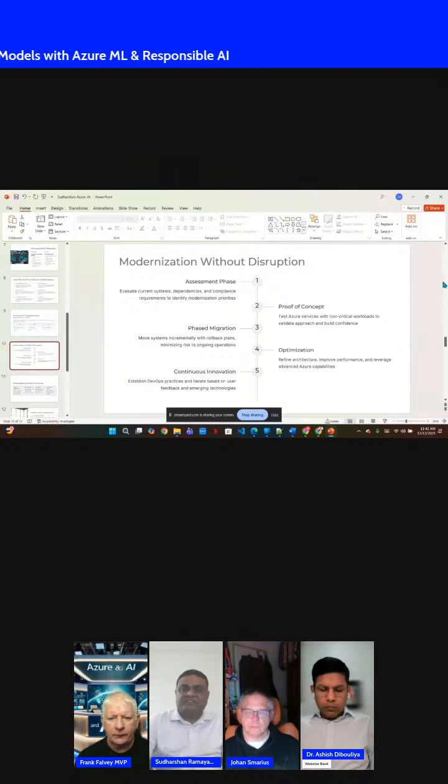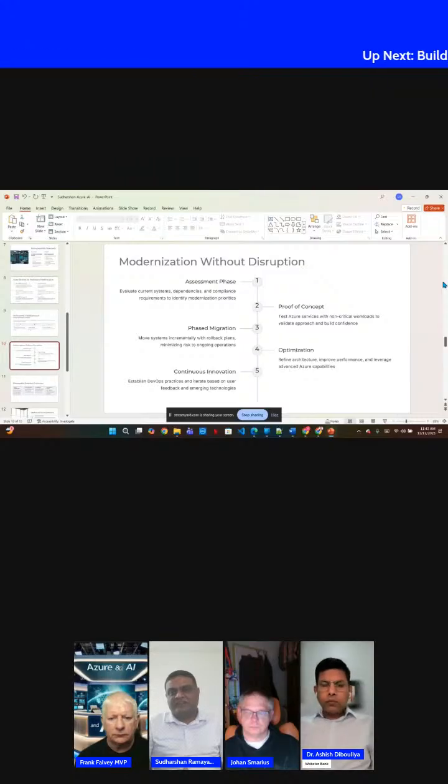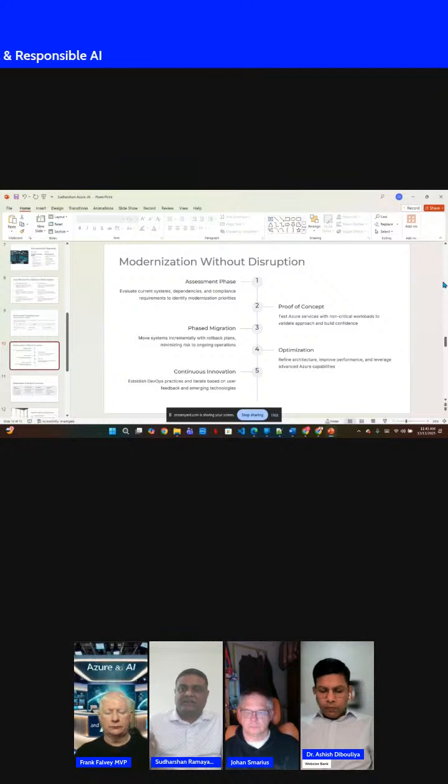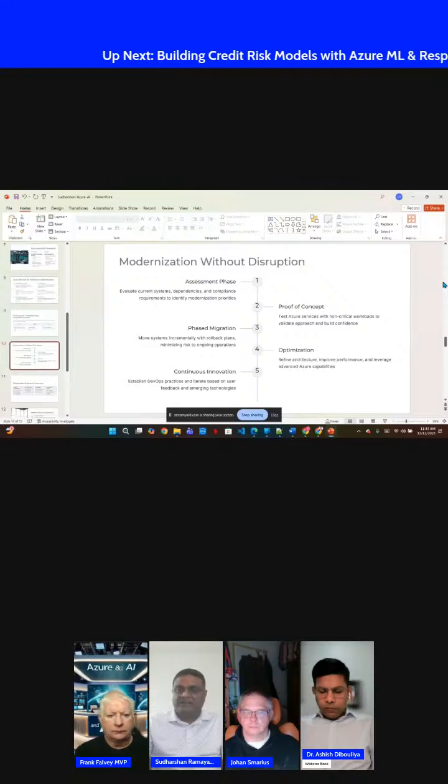And the second one is proof of concept, which is to test Azure services with non-critical workloads to validate the approach and build confidence. This is what I mentioned earlier. First we'll go with a non-critical application in the system, and once we test all those things, then we can gradually extend our proof of concept to other critical applications or application modules.